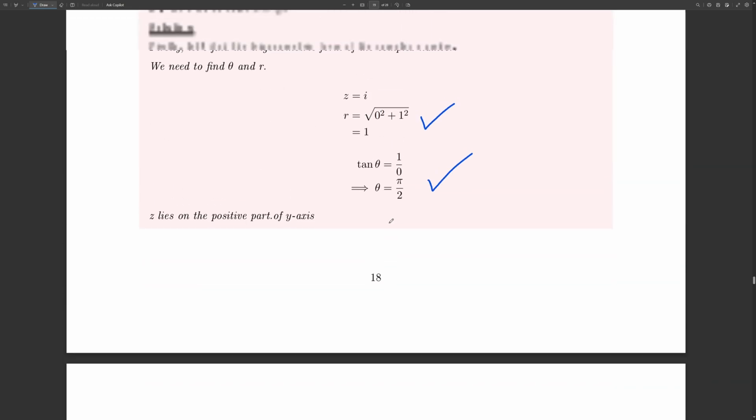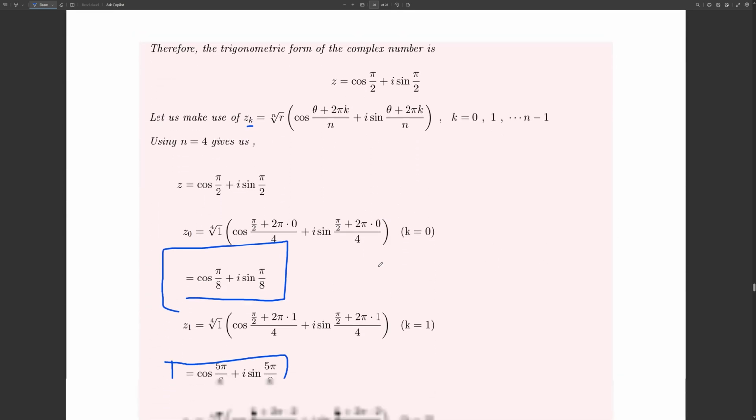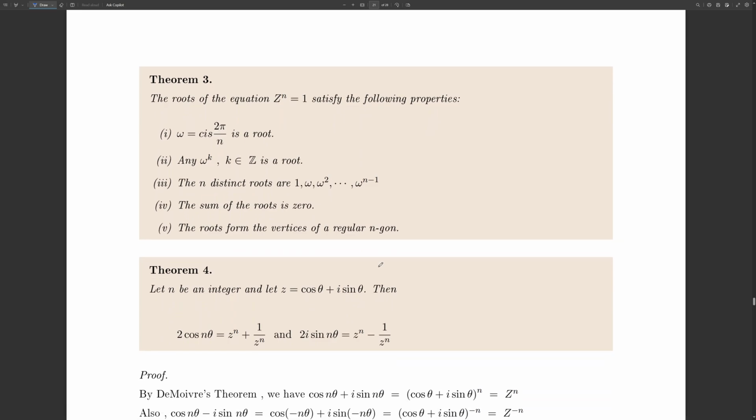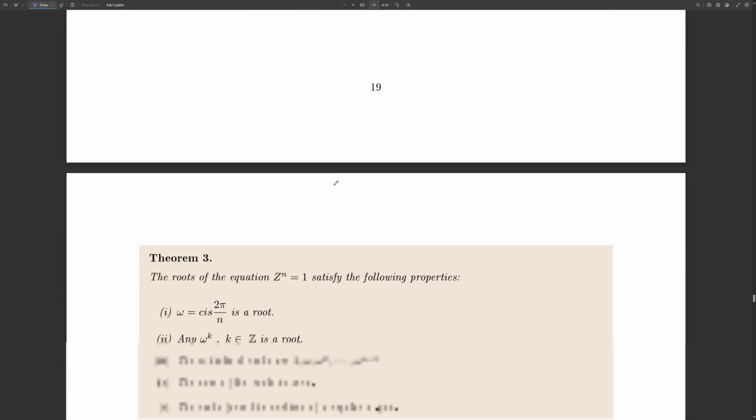Okay, so for your reading, look at example number 9. The process is exactly the same, right? So you have many examples to work with here. So this takes us to theorem number 3, which is the roots of the equation over here that satisfy the following properties. So we have this first root omega, right? We're just calling it omega, okay? Is equal to cos 2 pi upon n plus i sine 2 pi upon n. That is a root. So this theorem here is just explaining what we did here in our example.